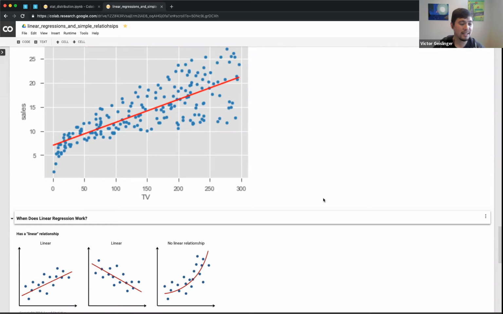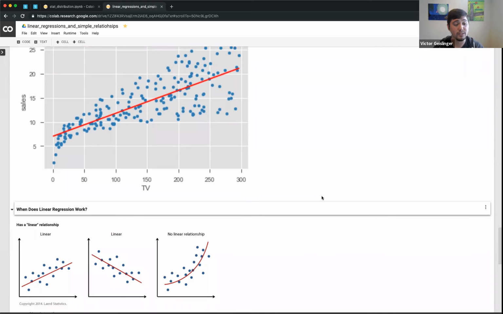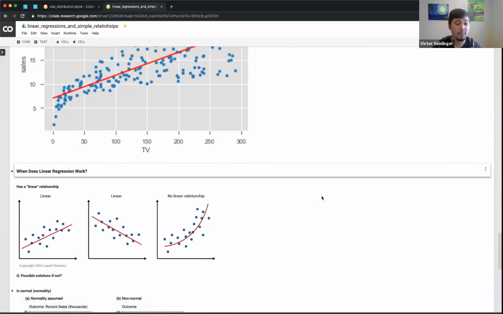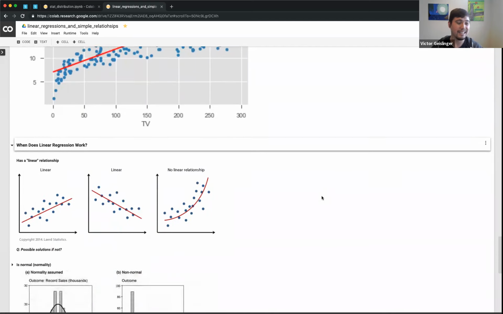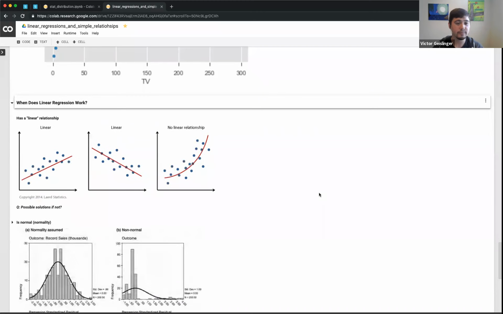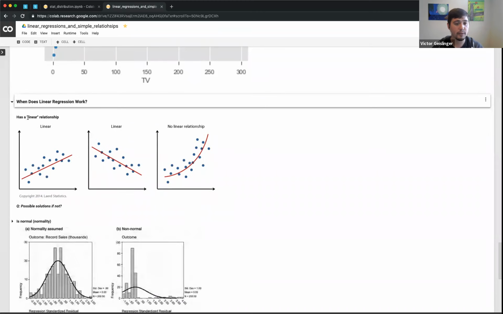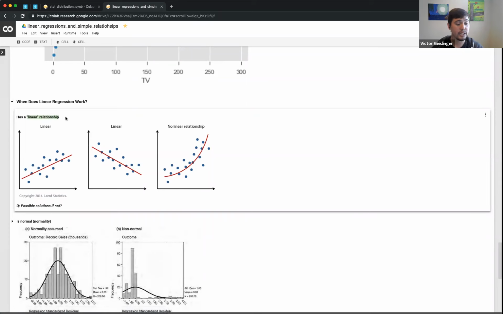Okay? And that's something that is a little harder to express, because when you do statistics, we're really trying to get a summary of our data, and it's just hard to do that. Okay. So anyway, linear regression has to have a linear relationship to do well.